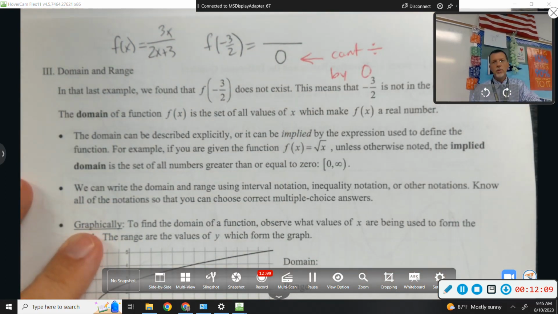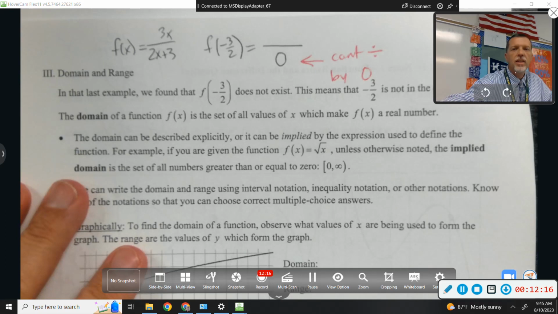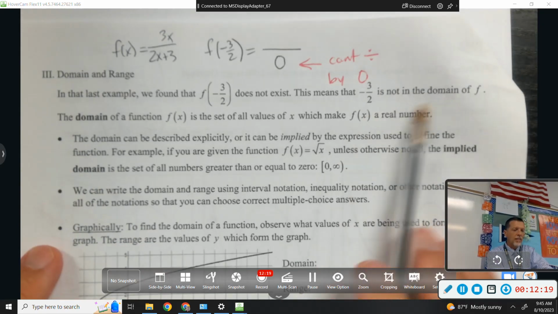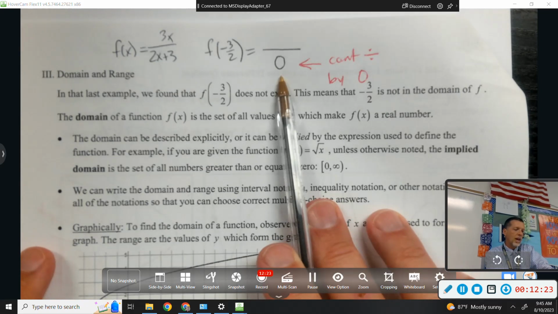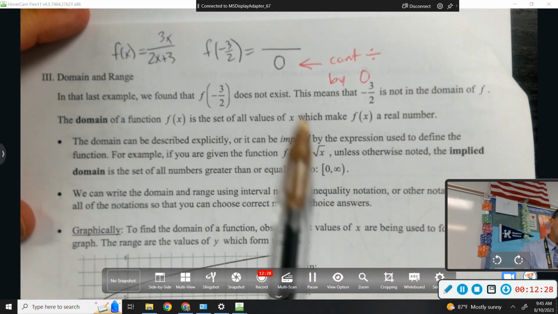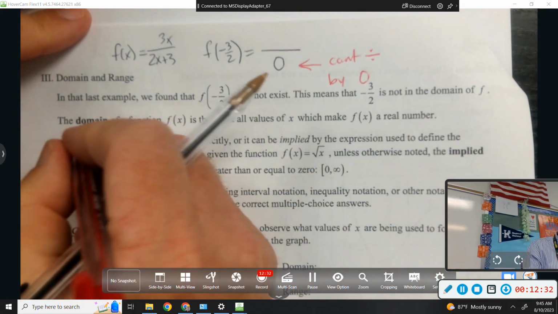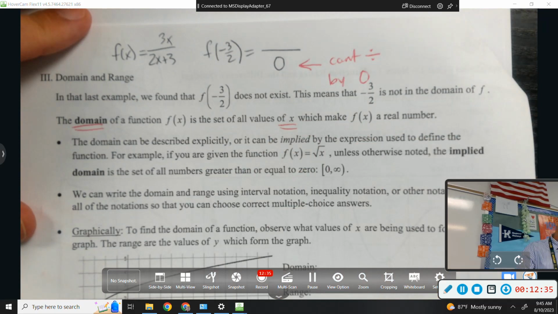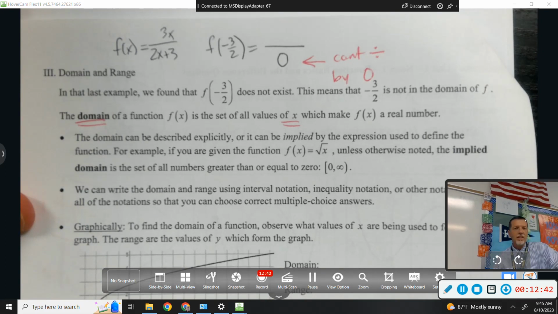So whatever the top was, it didn't work. So that's why we would say that f of -3/2 doesn't exist, and that means -3/2 is not in the domain. And for this particular reason, it was because we can't divide by 0. Back up, big picture. The domain of a function is the set of all values of x, right? Domain goes with x, which make f of x a real number. So basically, it's the x's that work, right? If it doesn't work, then it's not in the domain.